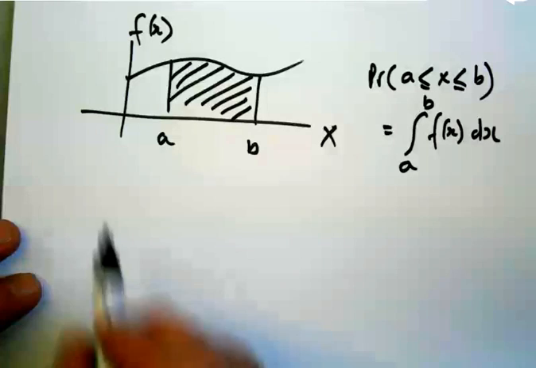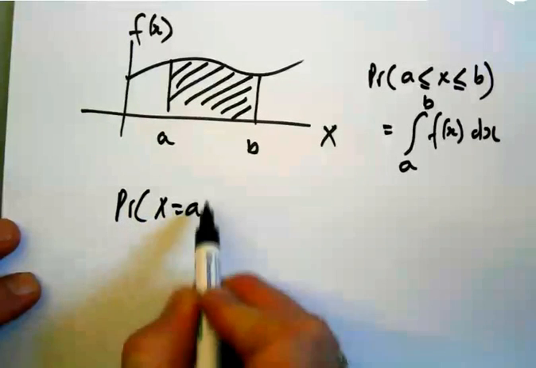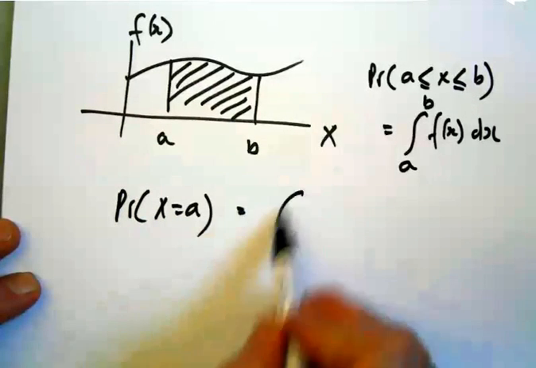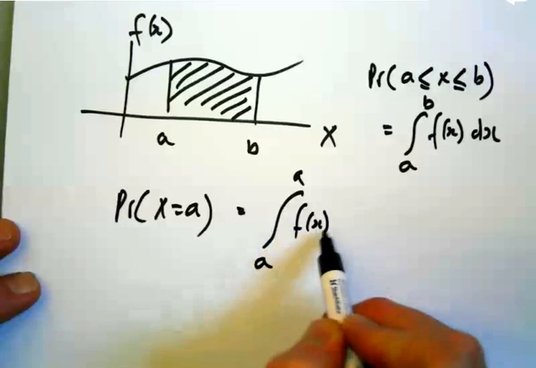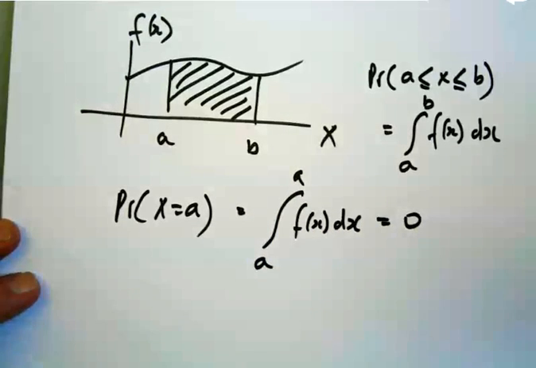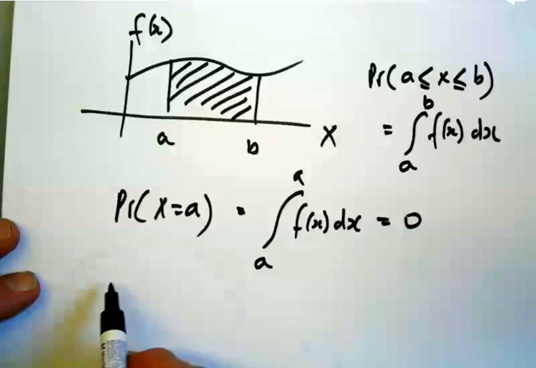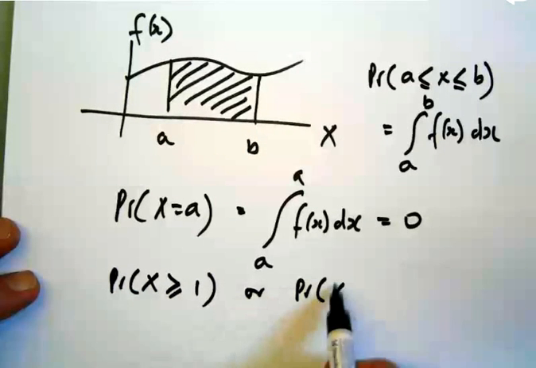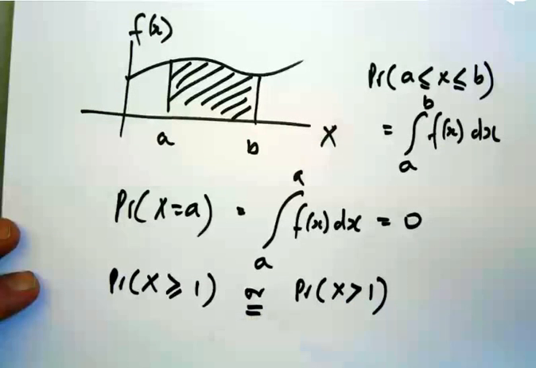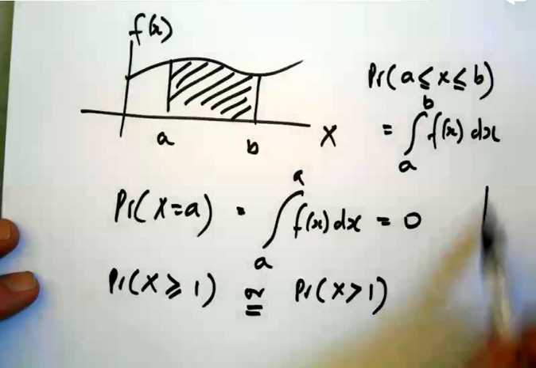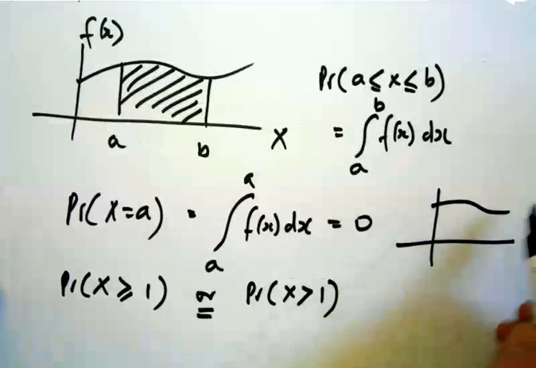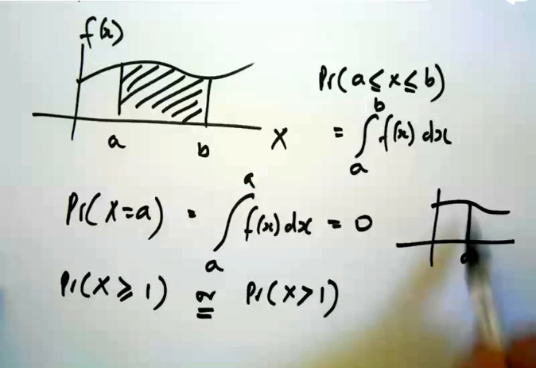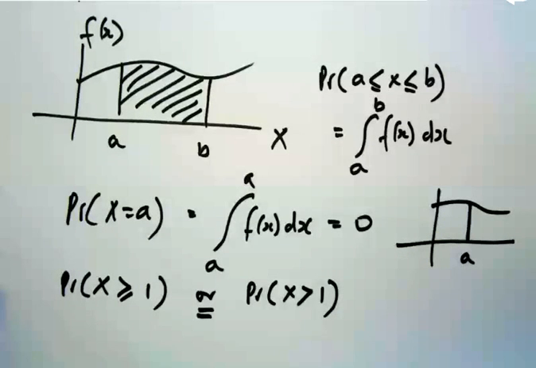Some definitions. The probability that x equals a has to be the integral from a to a of f of x dx, and that has to be 0. So, in a continuous probability distribution, whether you have the probability that x is less than or equal to 1 or the probability that x is less than 1, they're going to be the same thing, because x can't equal a particular value. For that to occur, we're saying at the point a, and it isn't an area, it's a straight line below the point a.